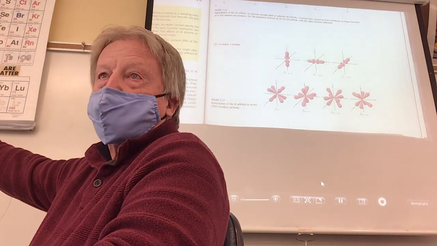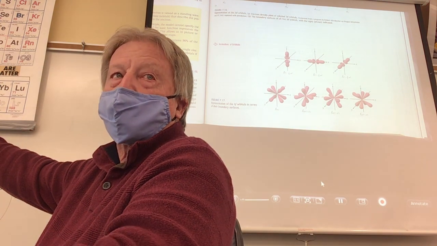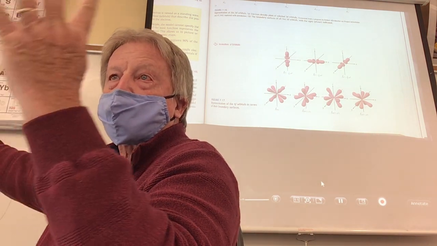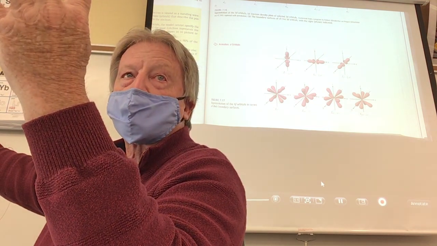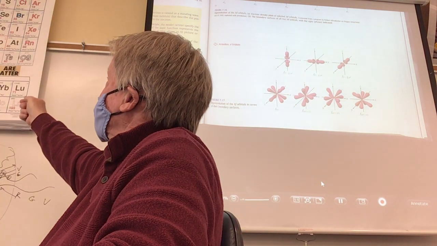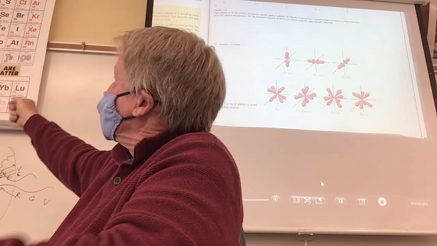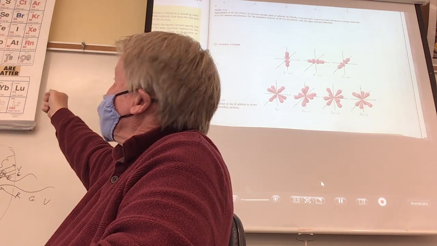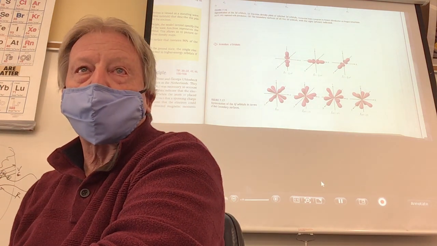Next level has how many orbitals? Energy level 2 has how many orbitals? 1 s, 3 p's. Each orbital holds how many electrons? 2. 2 times 4? 1, 2, 3, 4, 5, 6, 7, 8. Here's your S1, S2, P1, P2, P3, P4, P5, P6. Next energy level, how many?